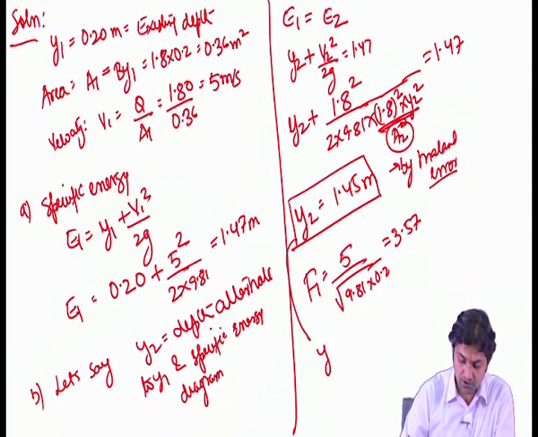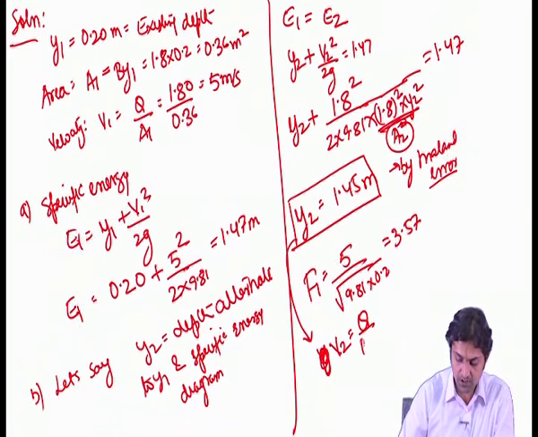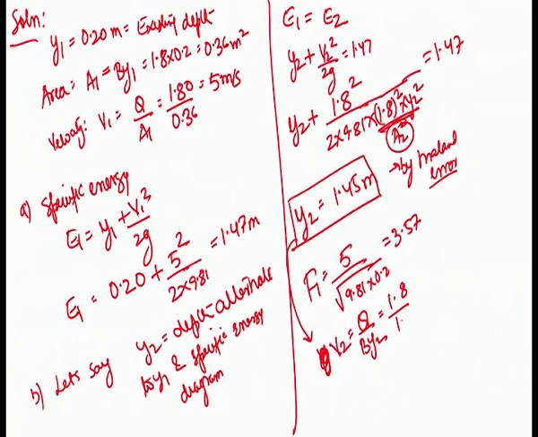For this Y2 we need to find out the velocity first, right. So, V2 is going to be Q by B Y2. Q is 1.8, B is 1.8 and Y2 is 1.45. So, this comes out to be 0.69 meters per second.